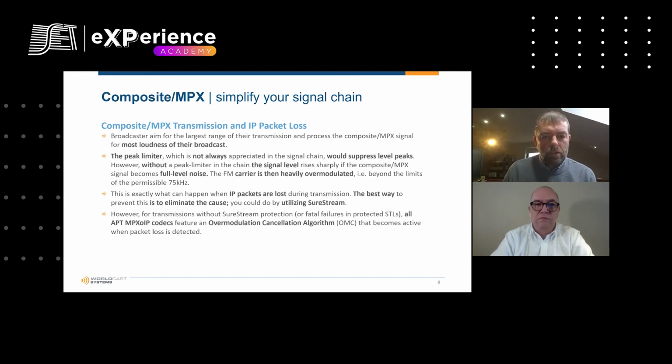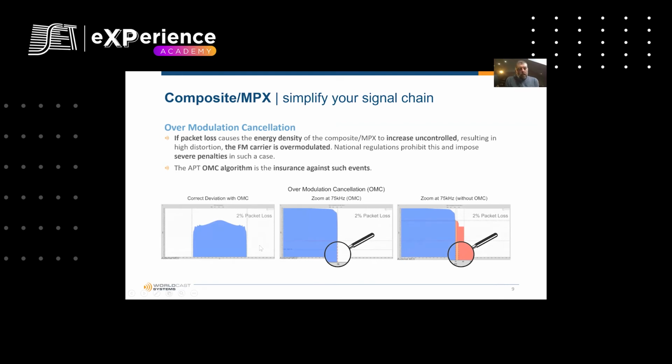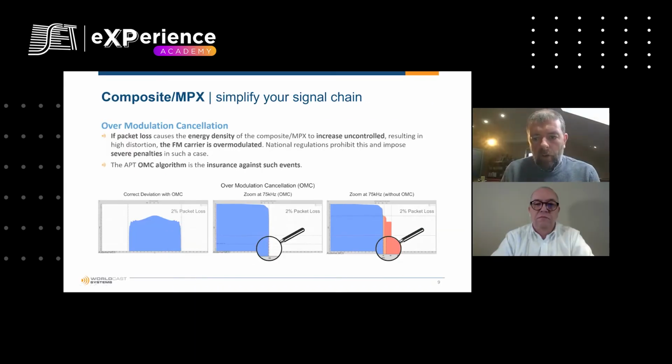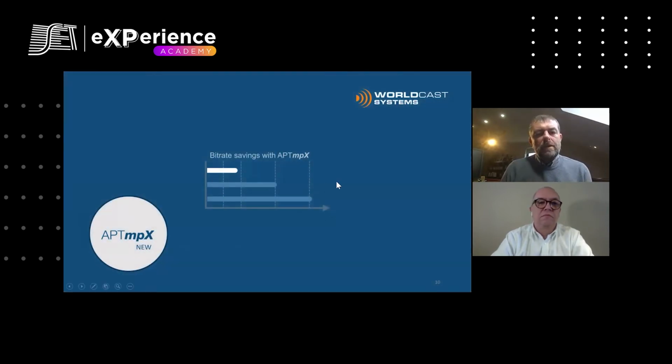composite MPX coding schemes. Now, if we look at overmodulation cancellation, even with a 2% packet loss, we magnify up here, we can see that we've got quite an overshoot, which is definitely going to bring the wrath of the regulator, depending on the market that you're in. So the OMC algorithm is really an insurance against any issue with packet loss when you're transporting an MPX composite using our IP codec, because it is our algorithm specific to our audio codec hardware. So bitrate is definitely a consideration.